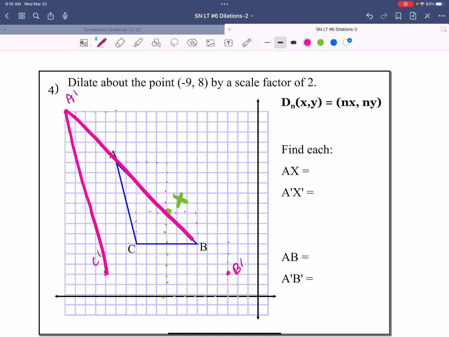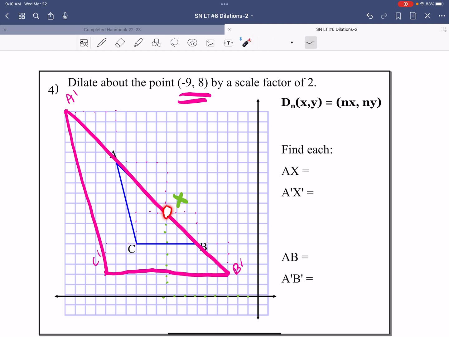And the answer to that is yes, it is, because it doesn't matter what that point of dilation is. It still acts the same way. It acts like a sun. It becomes a sun ray. It doesn't matter if it's the origin or (-9, 8). The same properties are holding true.